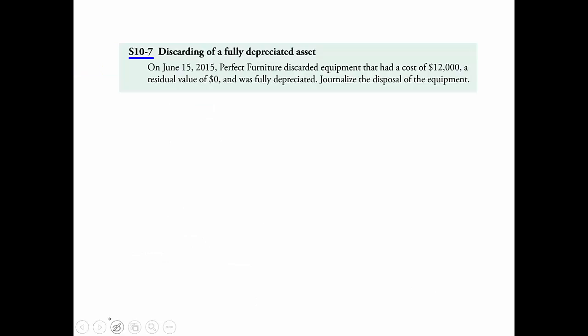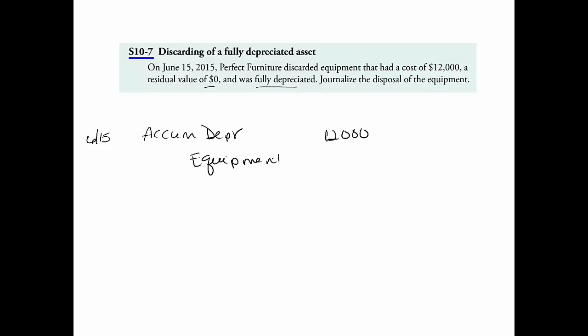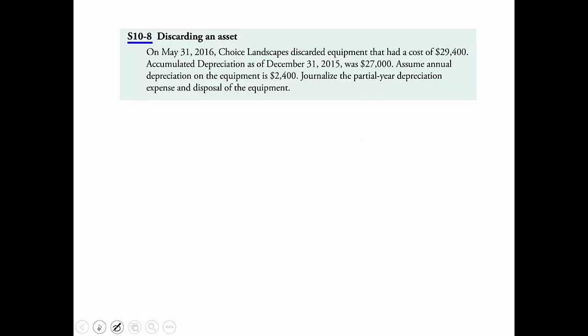So here's a problem. On June 15th, Perfect Furniture discarded equipment that had a cost of $12,000, residual value of 0, which means they depreciated the full amount, all $12,000, and it's fully depreciated. So to journalize the disposal of the equipment on June 15th, I will debit accumulated depreciation. Since they were depreciating the whole thing and it's fully depreciated, the balance in there must be $12,000, and then I will credit the asset, which is equipment, $12,000. So that one's pretty simple.